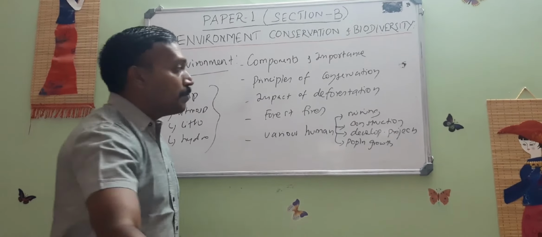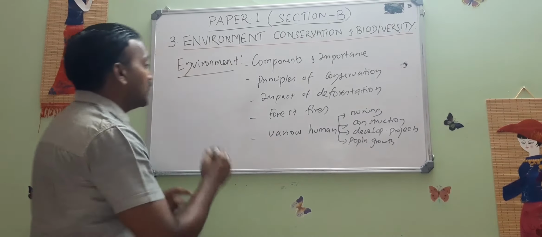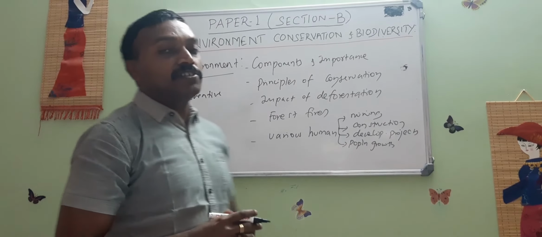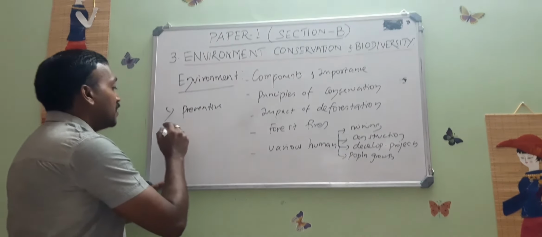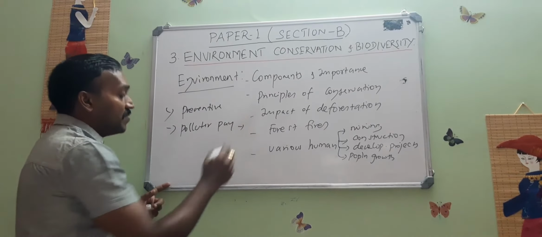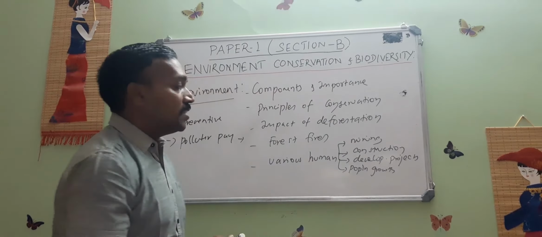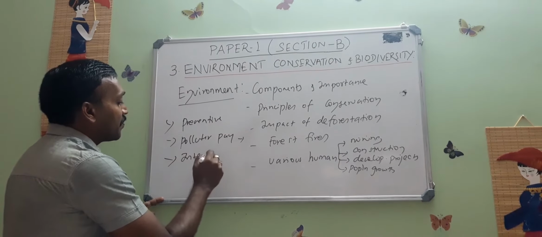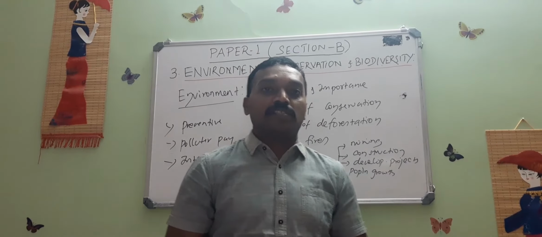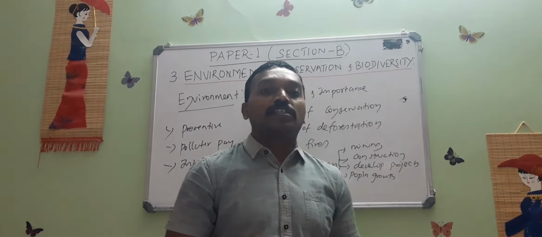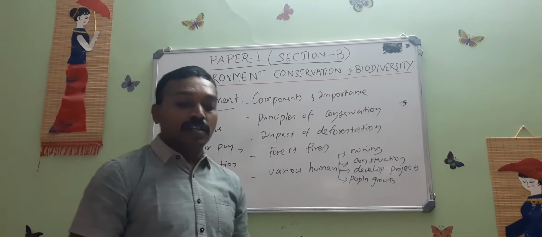The second important part is the principles of conservation. There are important principles followed all over the world. One is the preventive principle, which aims to prevent any kind of pollution or damage to the environment. The second is the polluter pays principle: whoever is responsible for the damage caused to the environment has to bear the cost of that damage. The third is the integrative principle, where each and every policy needs to take care of environmental conservation. So whatever plans the government makes should include principles related to environmental conservation. These are the 3 important principles related to conservation, followed all over the globe.